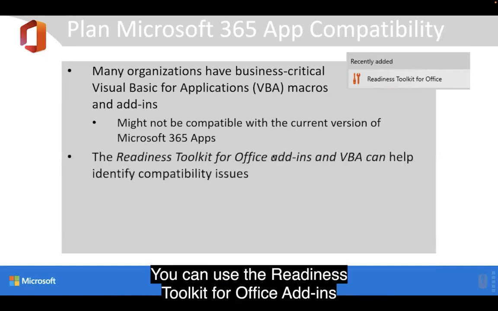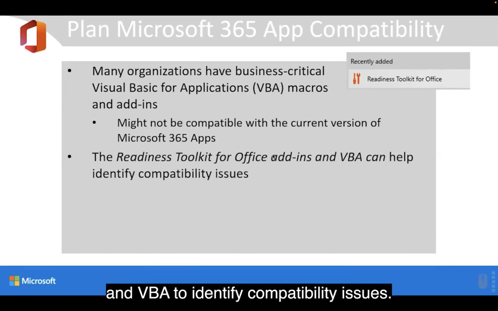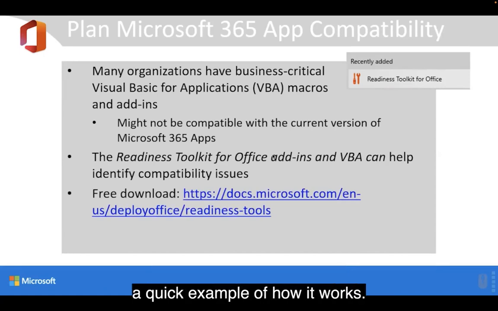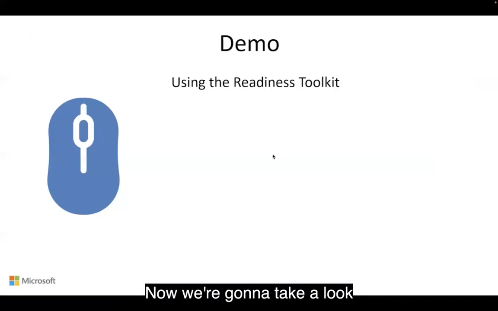You can use the Readiness Toolkit for Office add-ins and VBA to identify compatibility issues. It's free to download at the URL you see on the screen, and next I'm going to show you a quick example of how it works. Now we're going to take a look at using the Readiness Toolkit.